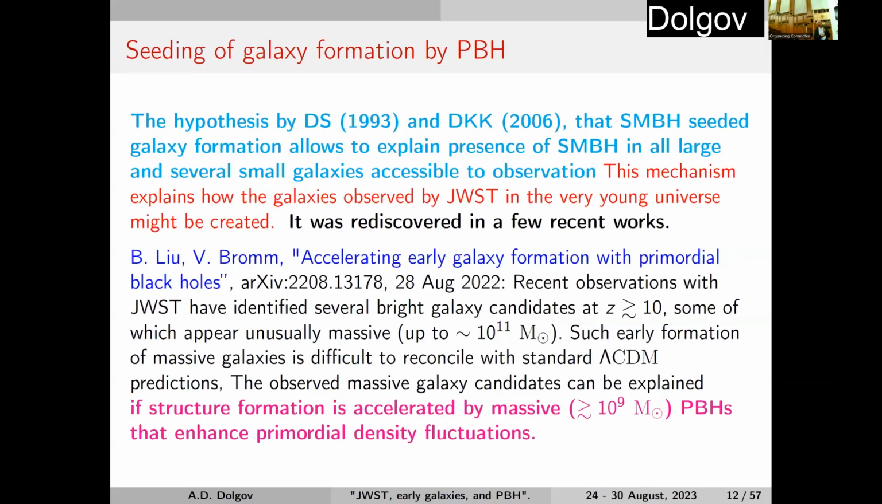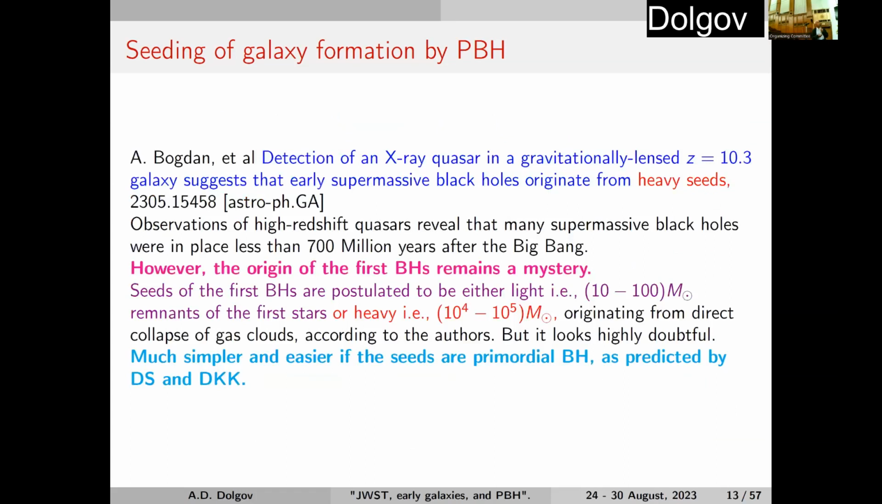Okay, the first paper which returned to the idea of seeding galaxy formation by black holes was by Leo and Brom, practically one year ago, but by now there are more and more accurate papers. There is a paper by Bogdan and others. They say that their observations suggest that galaxies are seeded by black holes. The origin of these black holes is rather shaky.